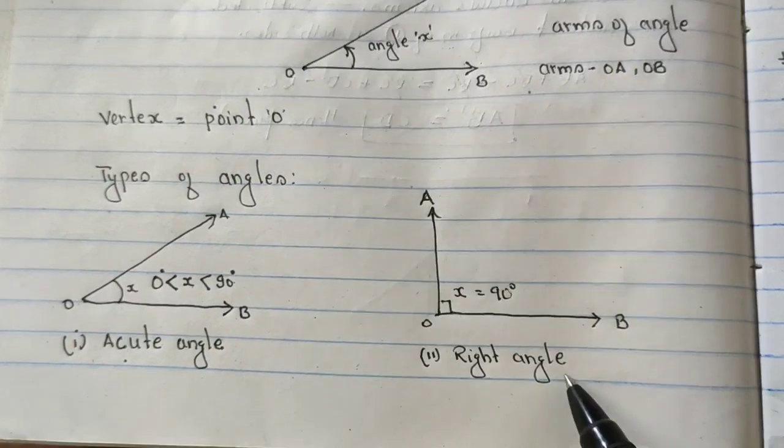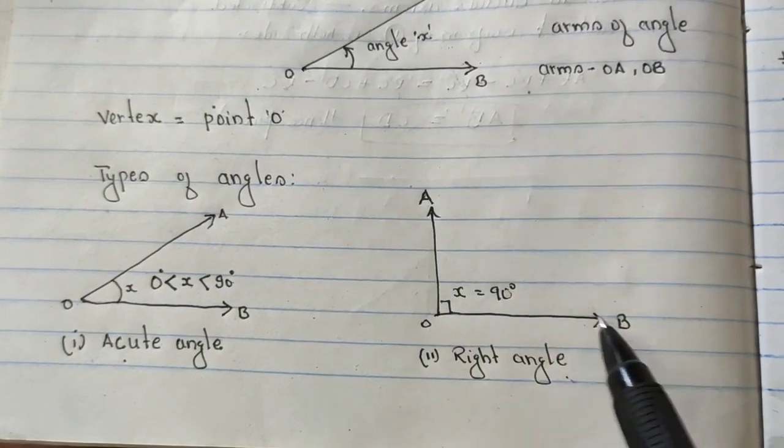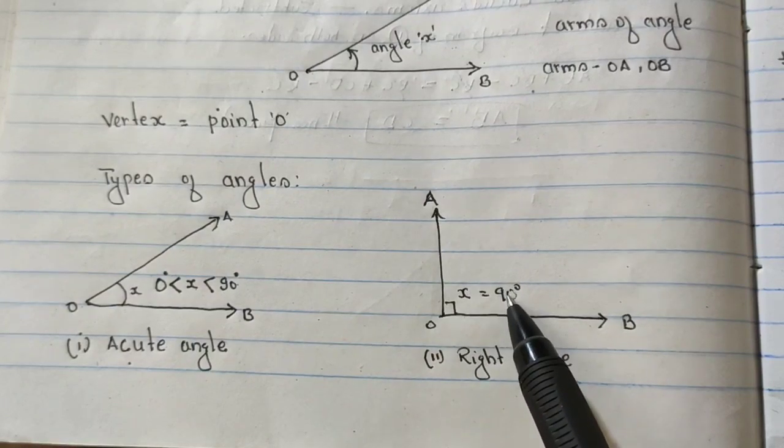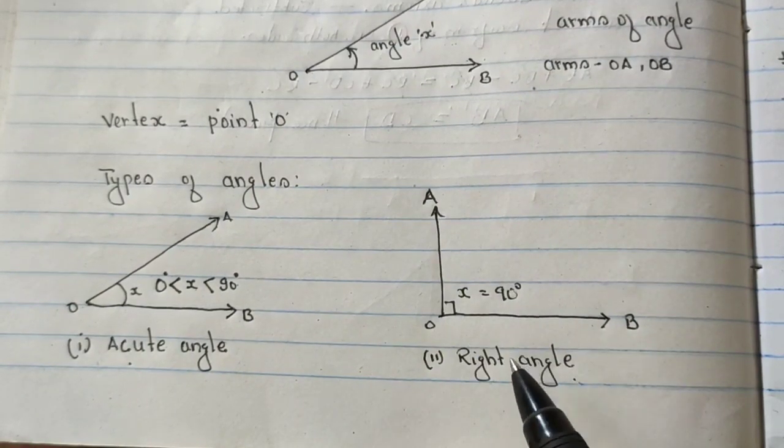Now it's the right angle, having an angle of 90 degrees. This is a simple right angle.